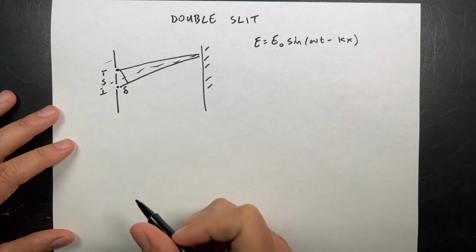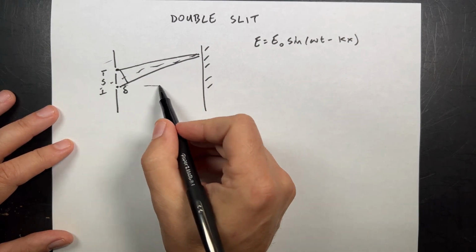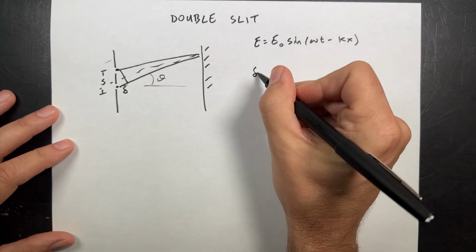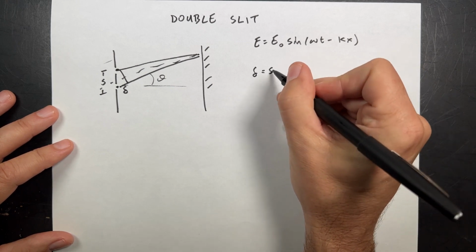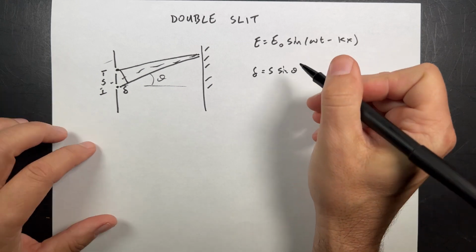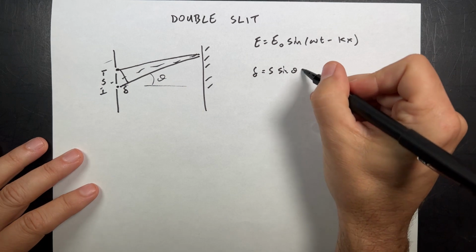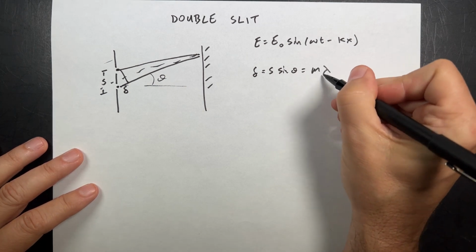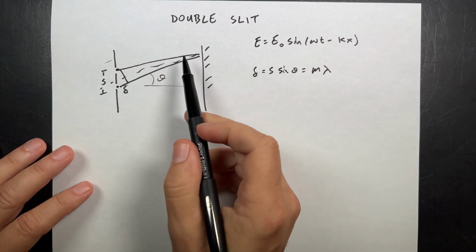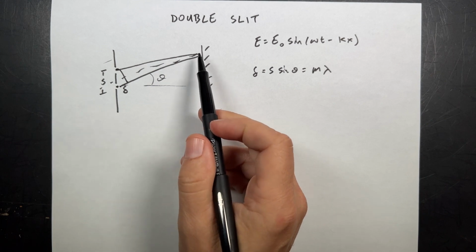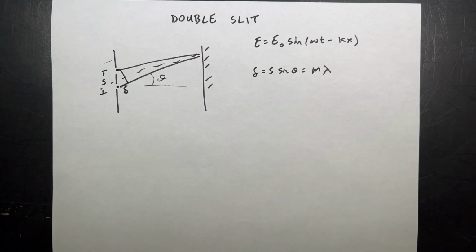The distance between the slits, and the angle will be theta. So delta equals S sine theta. And then you can say, well, if delta is equal to M times lambda, some integer number of wavelengths more, then you have constructive interference. And that's where they focus, on these constructive interference points.